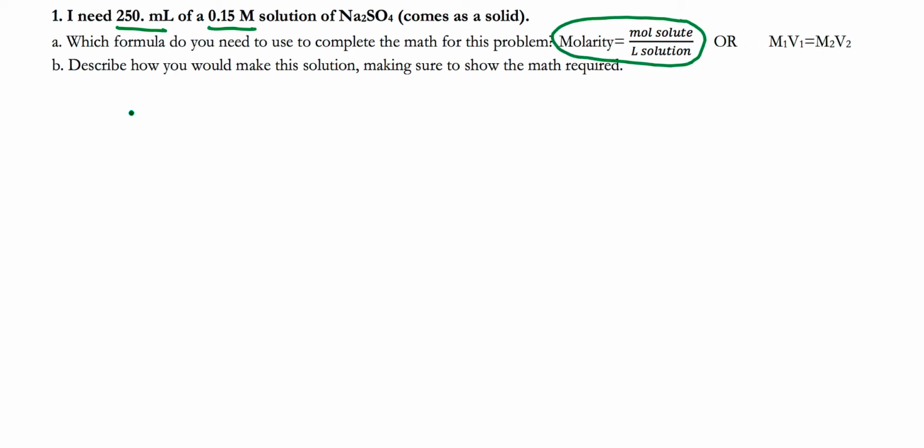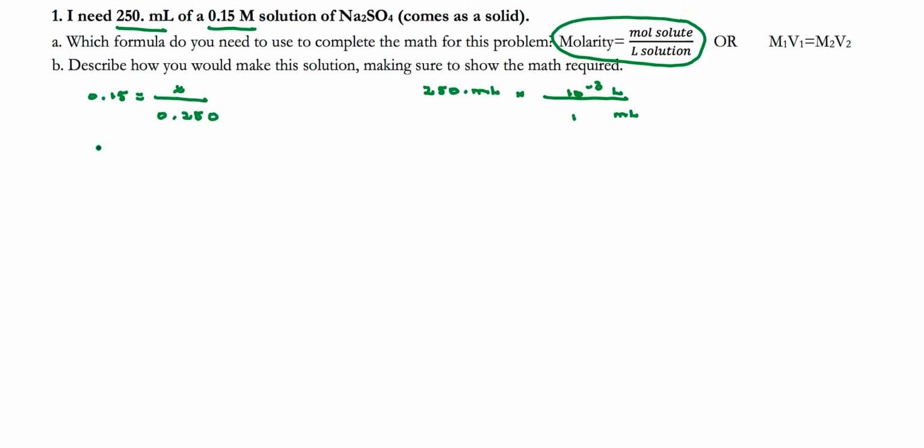Okay? So it says, describe how you would make the solution, making sure to show the math that is required. So first of all, I need to use this formula. I know that the concentration I want is 0.15 molar. I don't know the number of moles of solute I need. That's what I'm solving for. But I do know the volume that I want, 250 mils. Now keep in mind, this is in milliliters right now, and to use my molarity formula, I need to be in liters. So I'm going to put mils on bottom and liters up top. 1 mil is 10 to the negative third liters. And so what that tells me is my volume is going to be 0.250 liters.